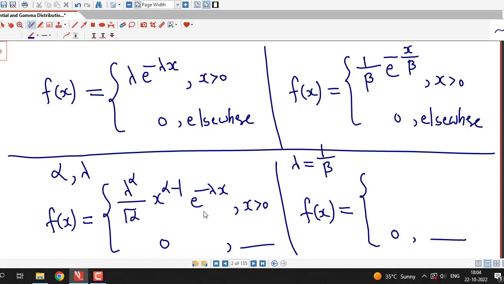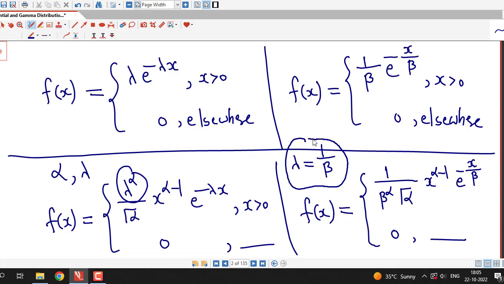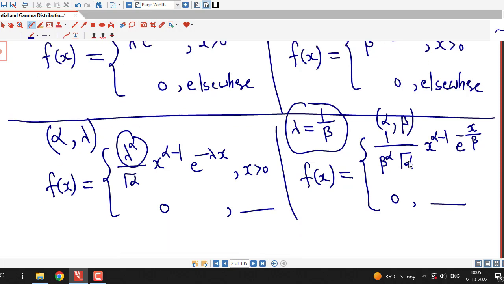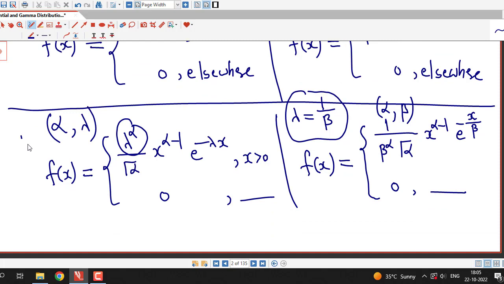It is 0 elsewhere. And if I take lambda equal to 1 over beta, here I will have 1 over beta raised to alpha times gamma alpha, and this is as it is, x raised to alpha minus 1, e raised to minus x over beta. So we will remember this also for gamma distribution. Either we can use parameters alpha and lambda, or we can use alpha and beta to write down its PDF. So whatever is given in the question, we can use that form of PDF.